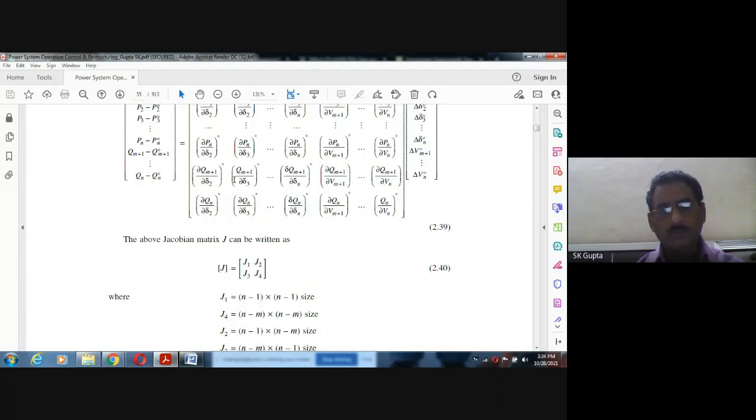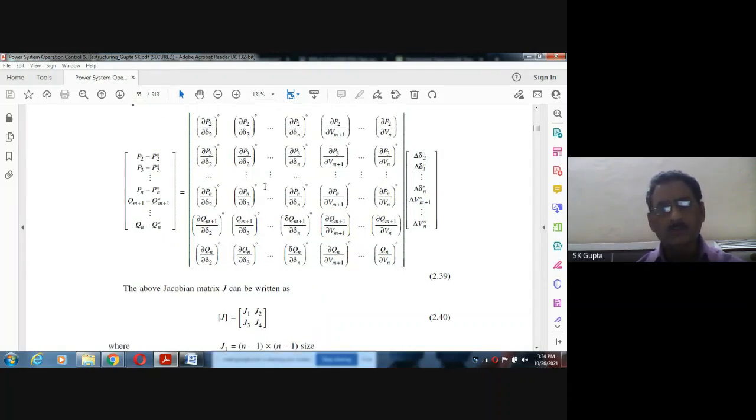So sorry, (n minus m) into (n minus 1). So these are the four: J1, J2, J3, J4. And here also one similarity is there. While doing this, there will be one similarity. That similarity means we will find some technique of obtaining the partial differentiation of this.